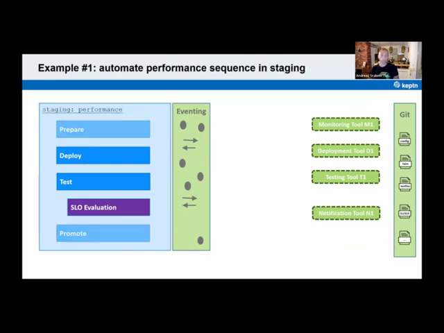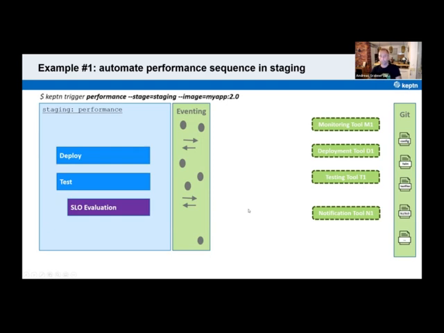So to give you an example, Mike, the first example I showed you earlier from a real user, performance automation, evaluation. So he has a sequence that's called performance and does a deploy of an artifact, a test, and then the evaluation. So what he can do is, if he has set Keptn up like this, he can say, Keptn, I want to trigger the performance sequence because I have a new image, my app version 2, in staging. So what now Keptn does, it goes through that sequence definition.